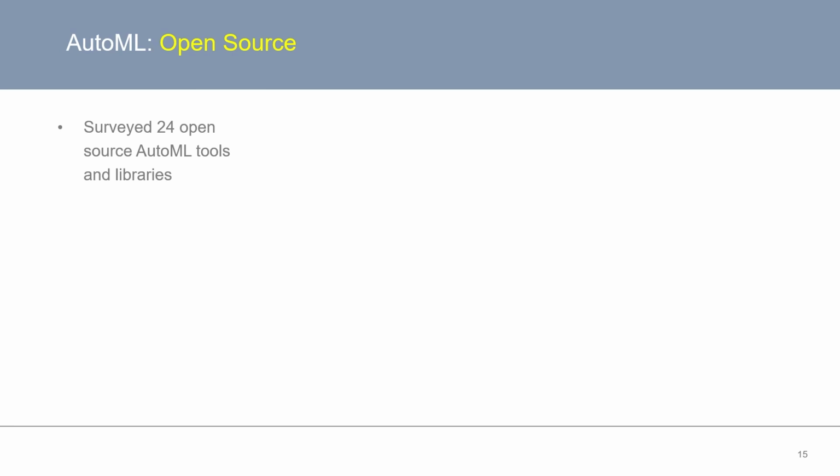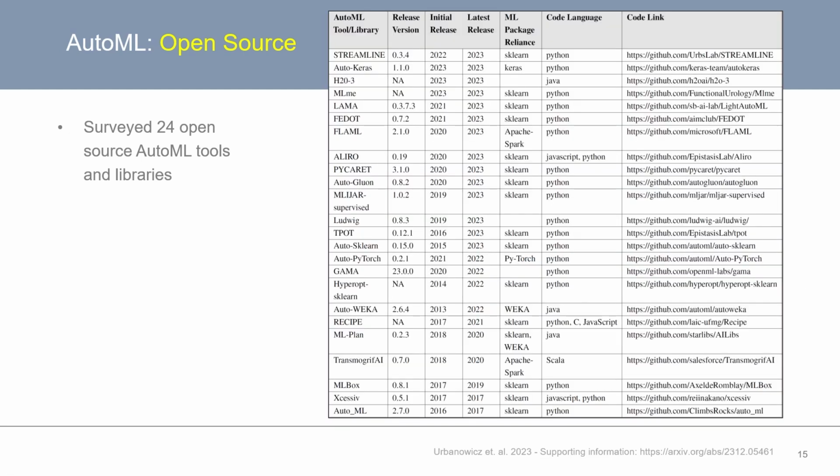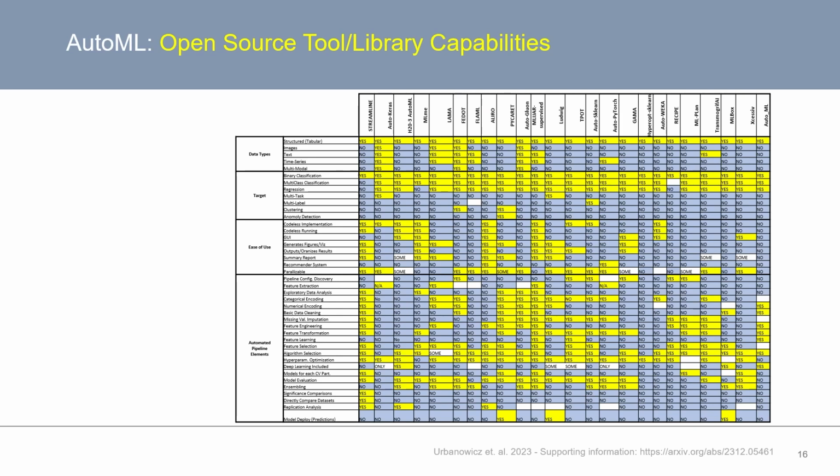Recently, we conducted an informal survey of 24 open source AutoML tools and libraries. This table, arranged by decreasing latest release date, provides some basic information about these 24 tools and libraries, including their respective GitHub links. In this survey, we sought to characterize the capabilities of these different tools and libraries, as illustrated in this second table. These capabilities included applicable data types, target outcomes, ease of use, and what automated pipeline elements were included or addressed.